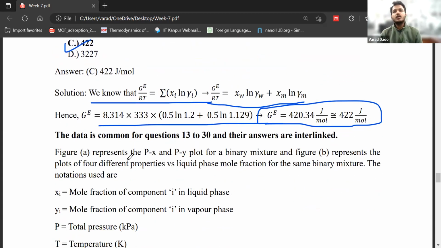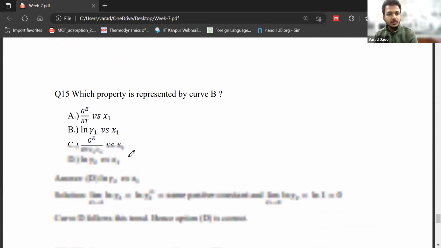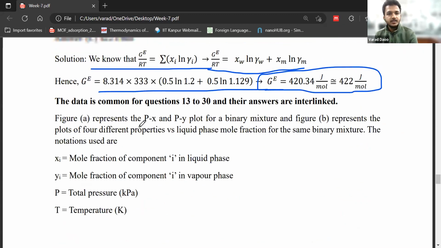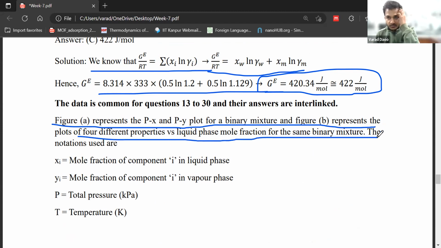The next question is also a combined question, from question number 13 to question number 17. What we are given is that figure A represents the Px and Py plot for a binary mixture, and figure B represents the plots of 4 different properties against liquid phase mole fraction for the same binary mixture.